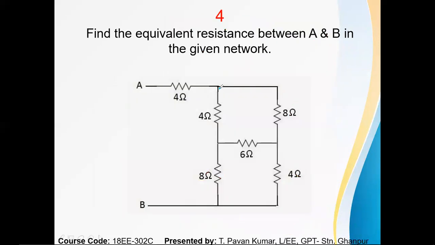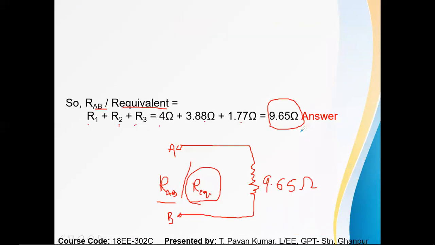You can apply that type of technique for this also. You need to do it for this 8 ohms instead of the 14 ohms. Then you will get the same answer, right? You will get the delta to star connection. After that, do some mathematical calculations. Then you will get this type of answer, 9.65. But the final circuit is the same.